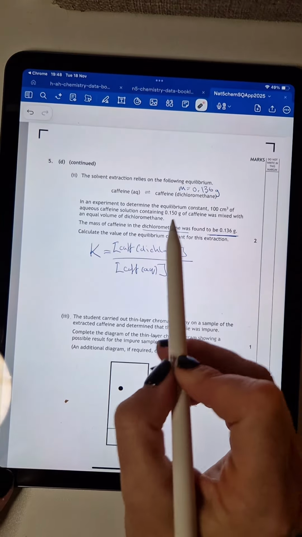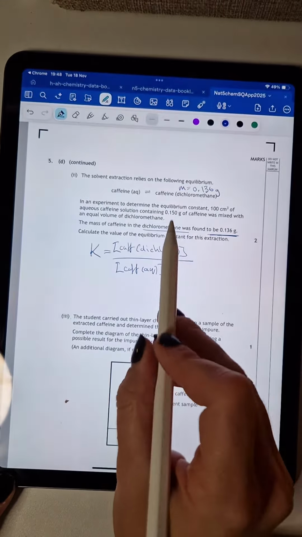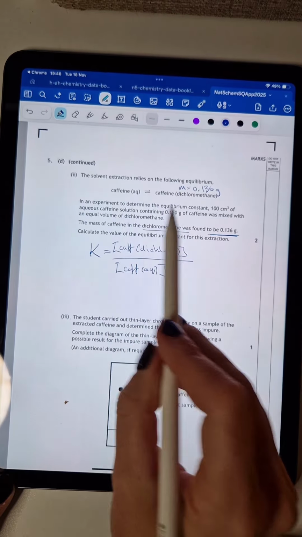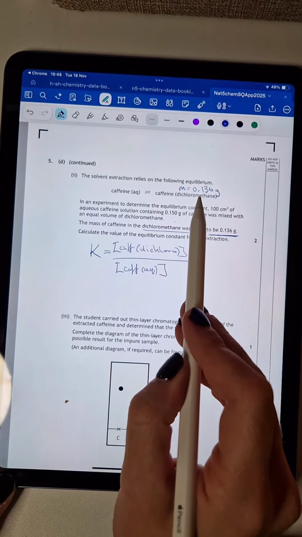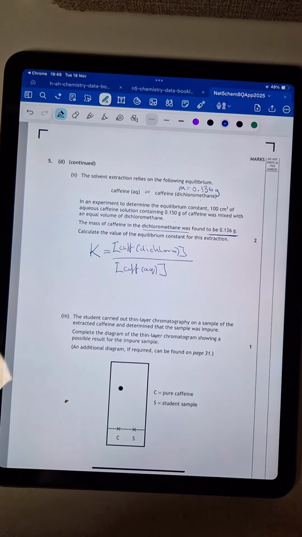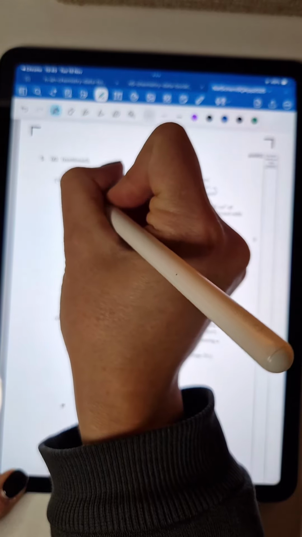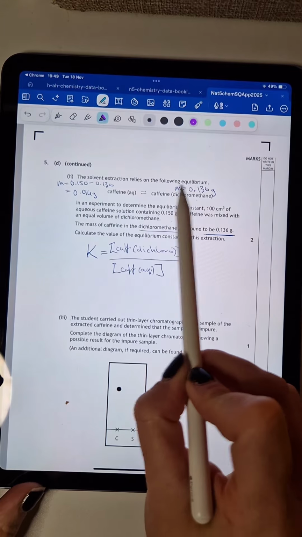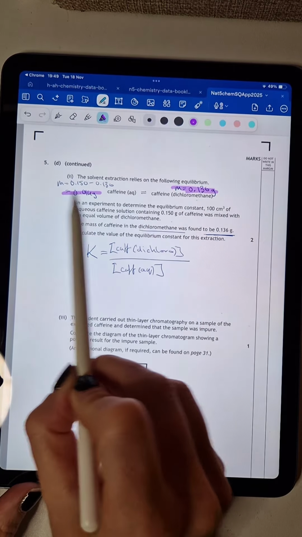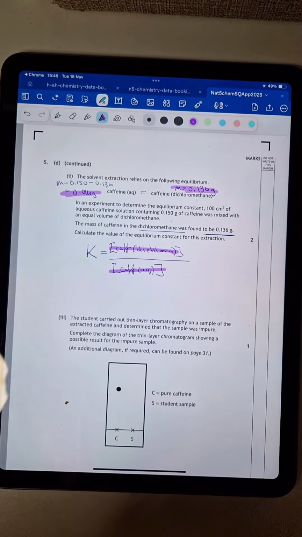Now we know that the amount of caffeine there was originally was 0.15 grams, so it should make sense that what's left in the aqueous layer is the 0.150 grams, take away the amount that's now moved into the dichloromethane layer. If you put that in your calculator, that should give you 0.014 grams. So now we've got the quantities of caffeine in the dichloromethane layer and in the aqueous layer at equilibrium. We can plug these into our expression.